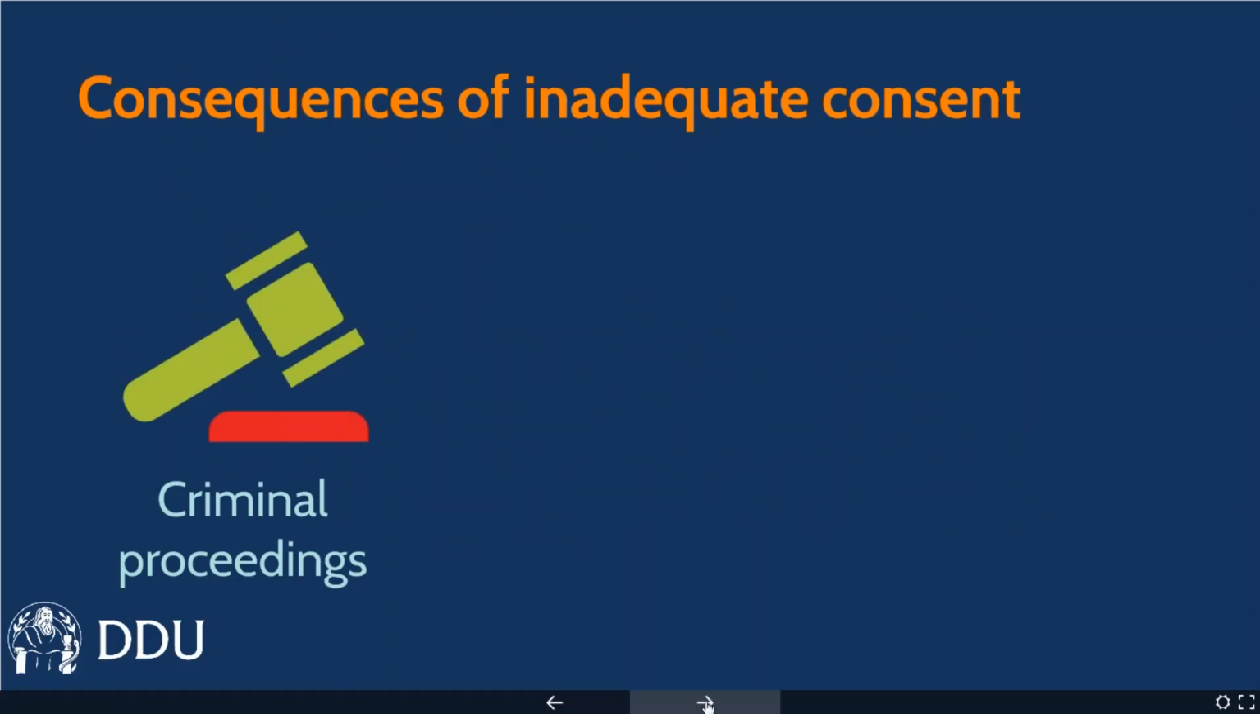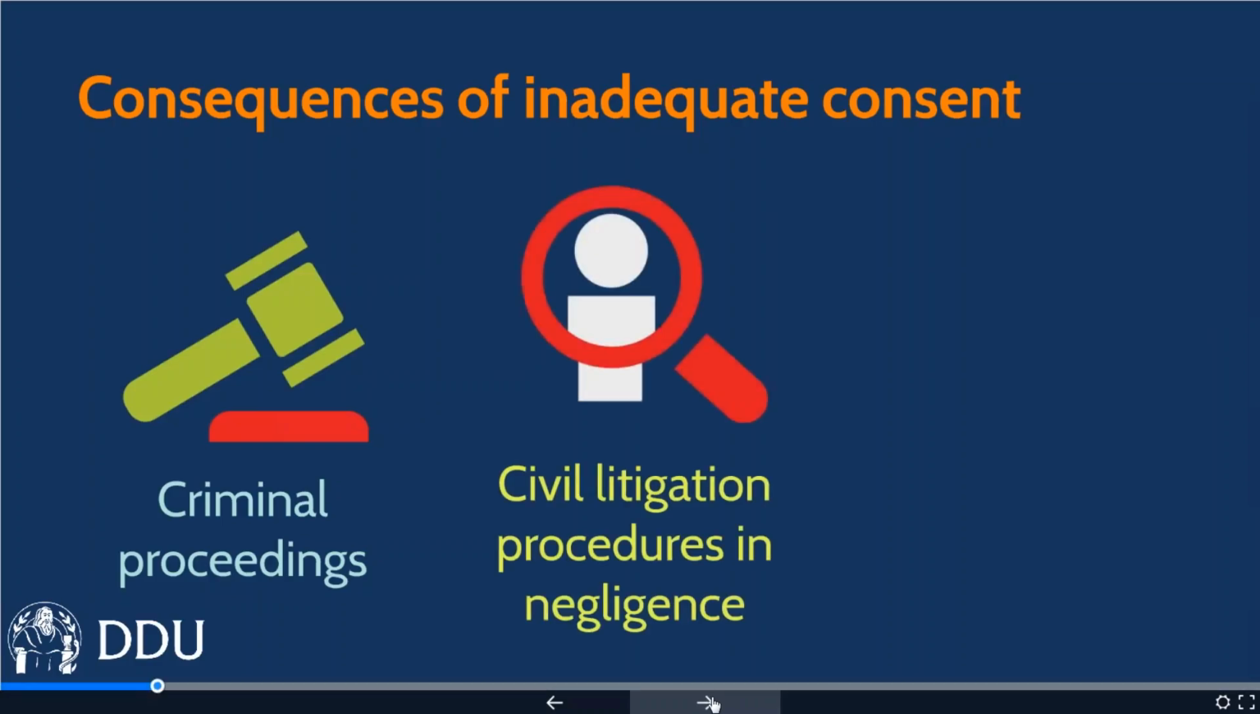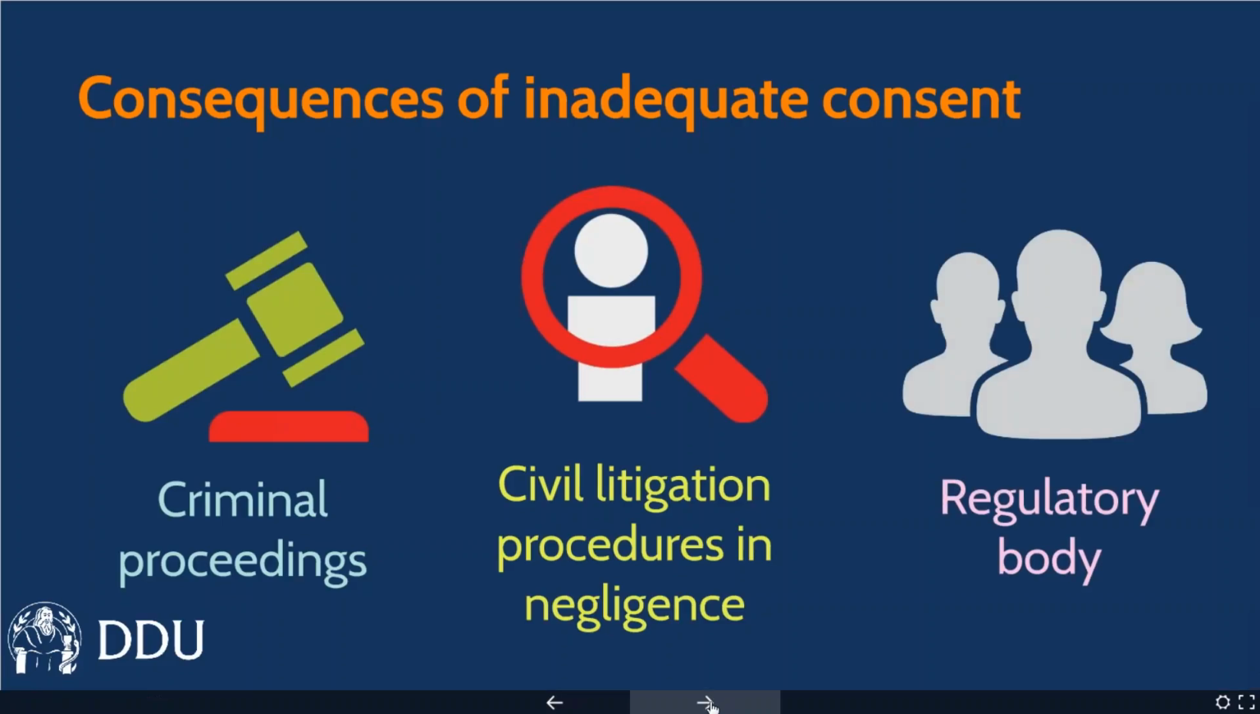So what happens if we fail to gain valid consent? Well, firstly, we may indeed be subject to criminal proceedings. Treatment without consent could leave us vulnerable to a charge of common assault or battery. If we have a civil litigation situation, we may be considered to be negligent for having failed to obtain valid consent, and in such a circumstance the remedy, the tort remedy, would be damages paid to the patient.